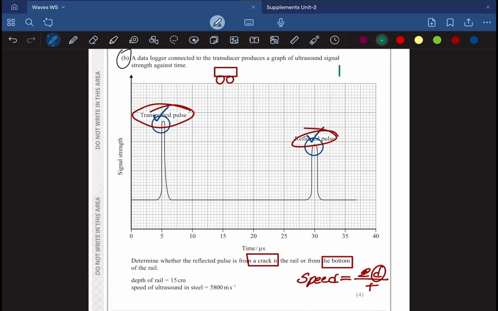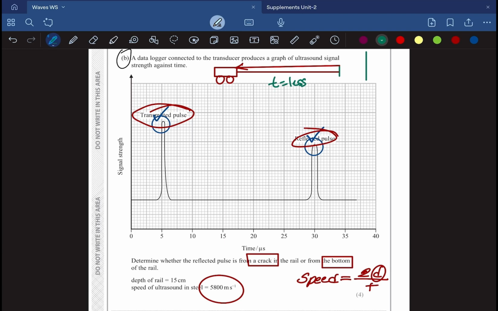So let's say there is a crack like this and this is actually the bottom. If there is a crack, the signal will go like this and then come back like this. So the distance covered will be smaller. As the distance covered will be smaller and the speed is constant, the time will be less.